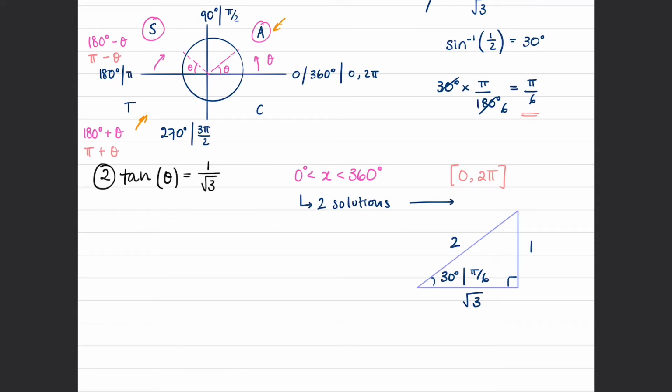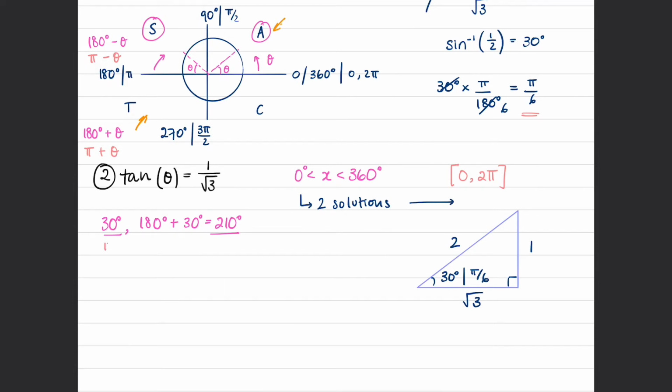Focusing on the degrees first, we're looking at a domain between 0 to 360, so that's 1 full rotation. My first angle is going to be 30 degrees, and my second angle will be 180 degrees plus 30, which will give me 210 degrees. So my 2 solutions for tan, that'll give me a ratio of 1 on root 3, will be 30 degrees and 210.